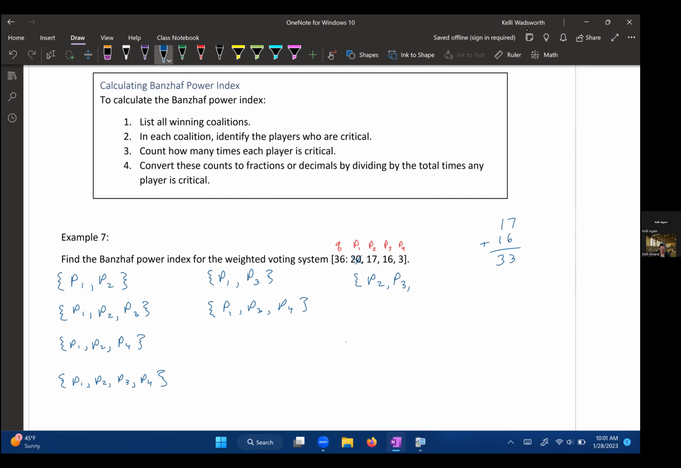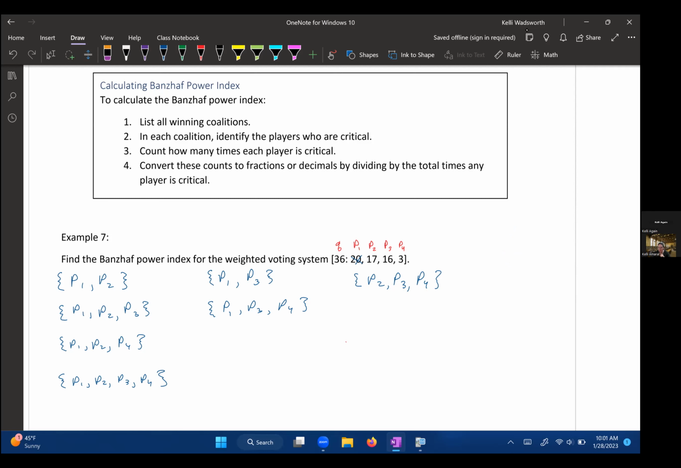But if you add in player 4, they do. So you can't have one with just 2 and 3, but you can have one with 2, 3, and 4. That's winning. Okay. I think that's all of them.